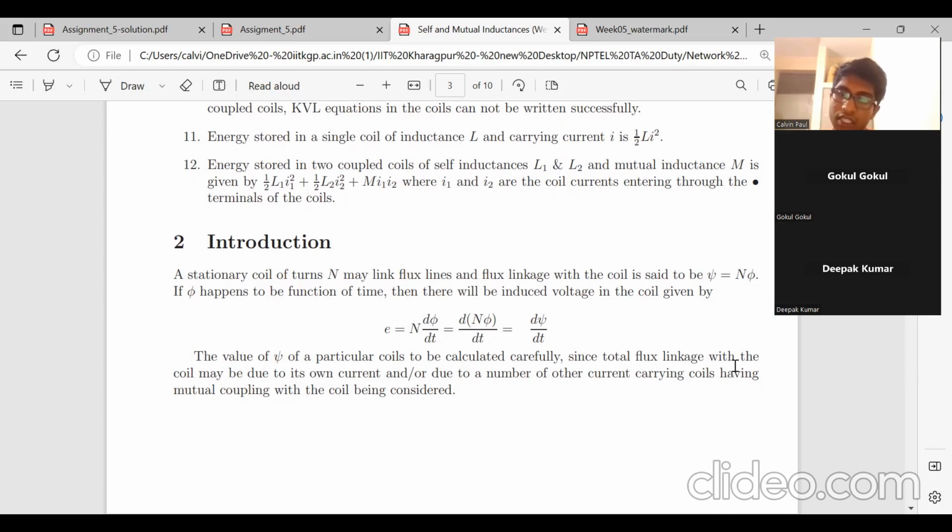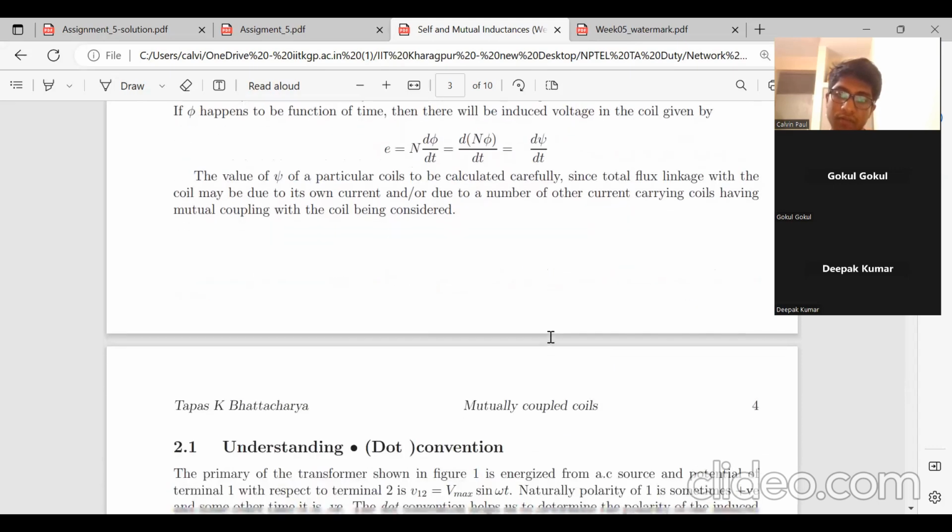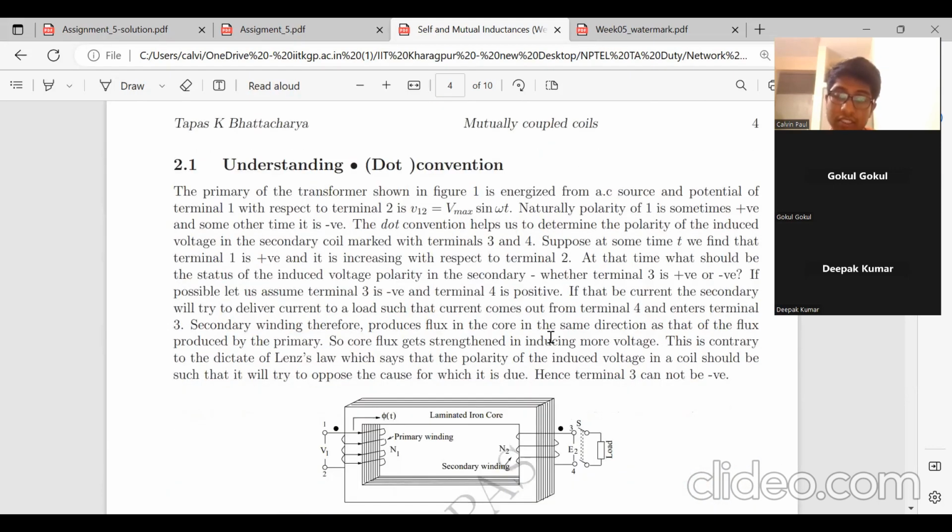Now, this total flux linkage to the coil may be due to its own current or due to a number of other current carrying coils having mutual coupling with the coil being considered. According to this derivation, the EMF induced is equal to the change of the flux linkages with that particular coil. That flux which is linking to the coil could be coming from the current flowing through the same coil, or it could be due to the current flowing through some other coils which are magnetically coupled to the first coil. Okay. Now we will consider dot convention.